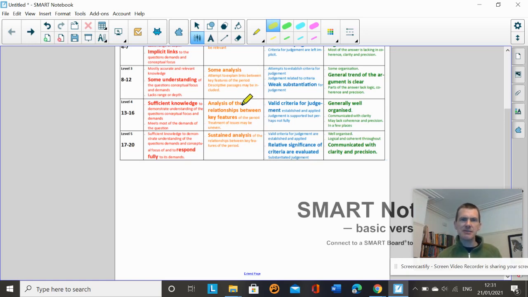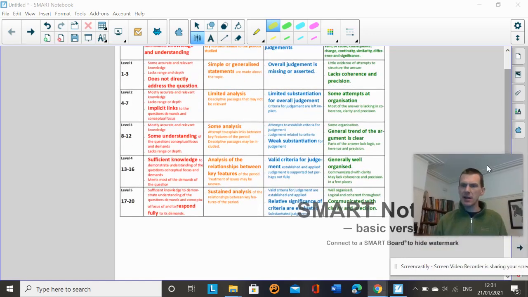And there is also the sense of analysis of the relationship between key features. So just a sense of what it is that's changed here, and what it is that maybe hasn't changed so quickly? But again, because it's not a factor question, we're not going to see so much linking between factors. Good. So let's move on to having a look at the question.